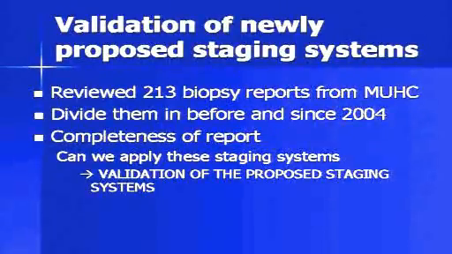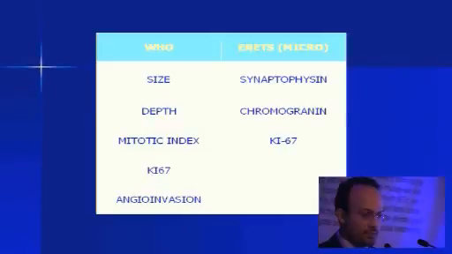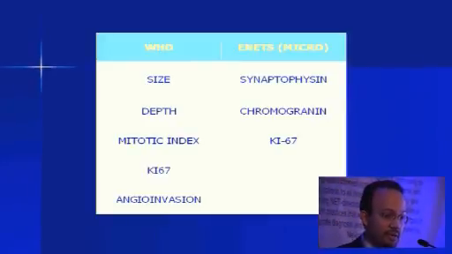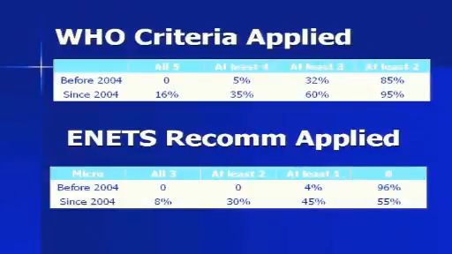Basically, the idea is to see whether we can go back and stage our patients and validate this staging system. The WHO requires that the tumor reporting include size, depth, mitotic index, Ki-67, and angioinvasion. The ENETS has many other parameters, but I'm going to just show you what we found with these three, which they say must be reported in their suggestions. So what you can see here is that in our hospital, there has been great progress when you compare before 2004 and since 2004.